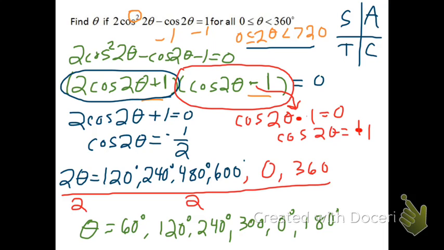and you should also plug them into a calculator to check that they all, when you plug it into the original equation, will equal 1. And if you do all that and it checks out, then you're done.